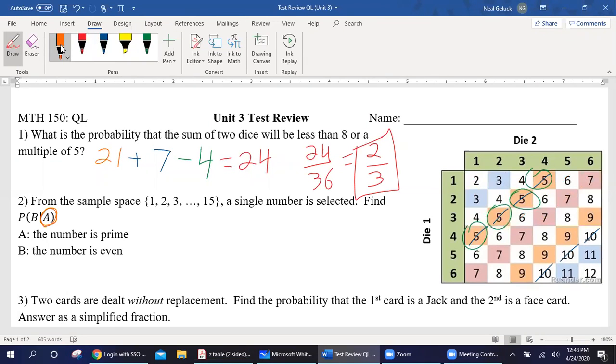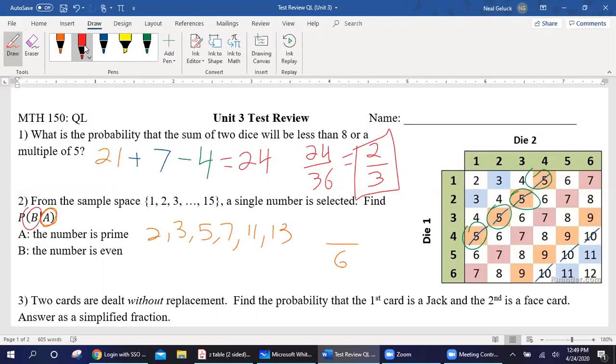Well, event A is that the number is prime. So the prime numbers from 1 to 15, be careful, 1 is not a prime number. So they are 2, 3, 5, 7, 11, 13. Those are the primes, numbers only divisible by 1 and themselves. So my sample space has been reduced down to 6 total numbers.